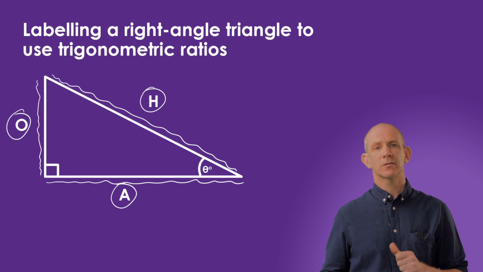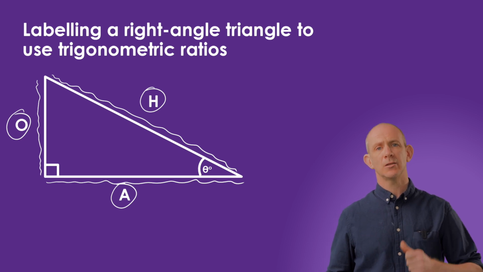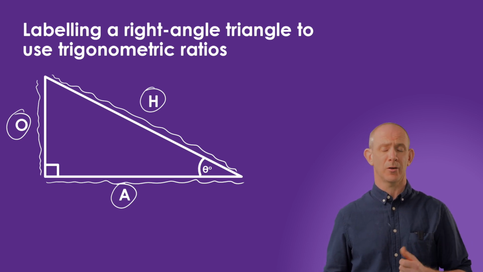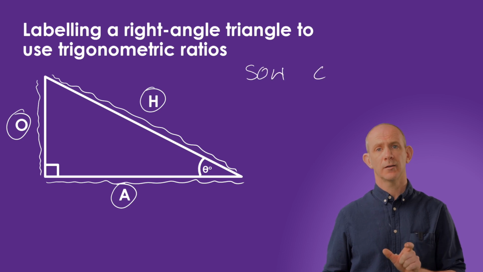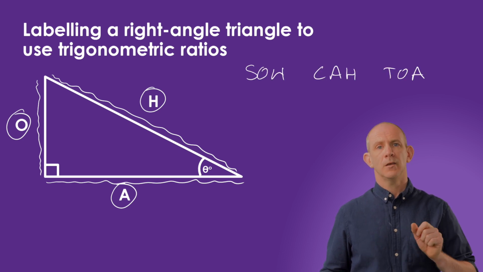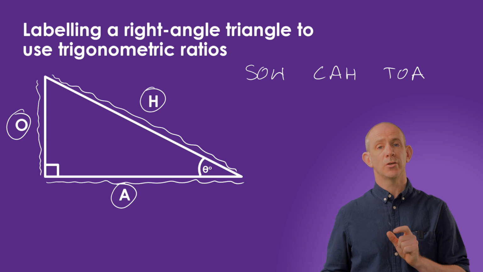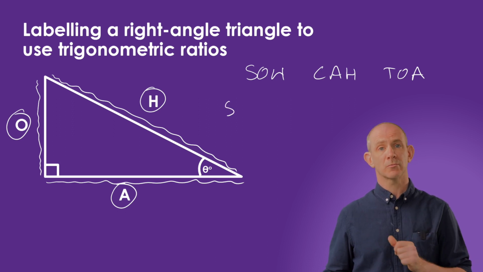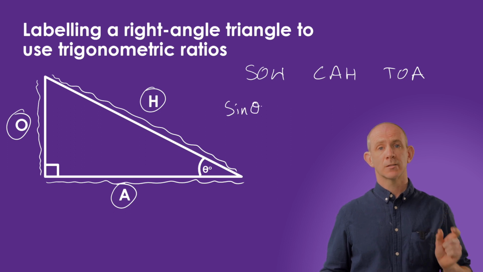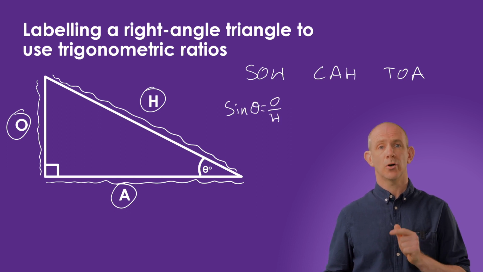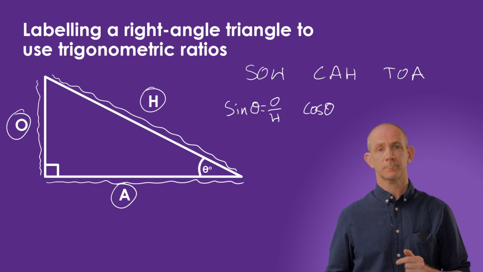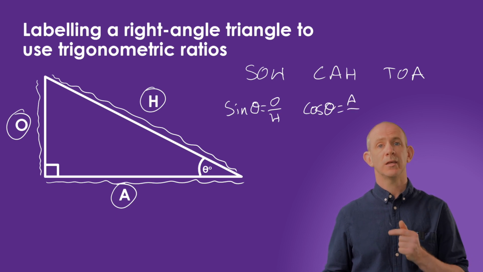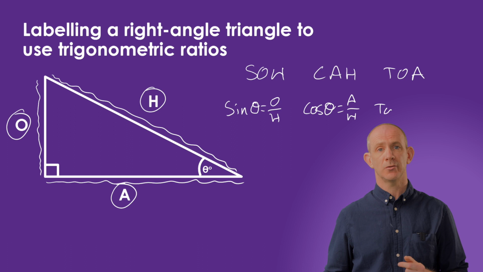There are many mnemonics that help you remember this, but I tend to use the one that sounds like a Hawaiian volcano, SOH-CAH-TOA. This tells us which sides are used with which ratio, and it can be expanded to show how they are used like this. Sine theta equals opposite over hypotenuse. Cos theta equals the adjacent over the hypotenuse, and tan theta equals the opposite over adjacent.